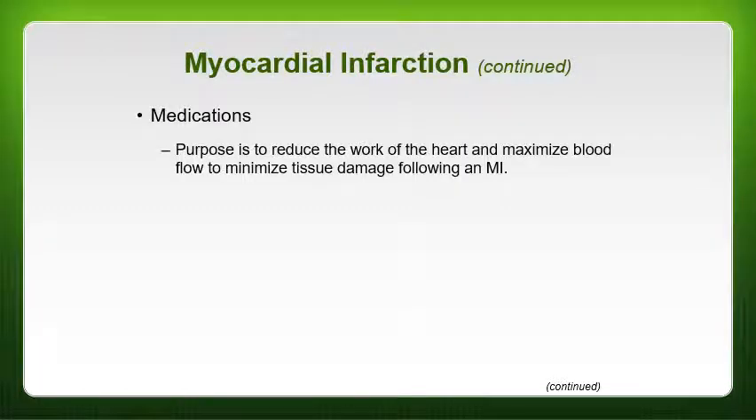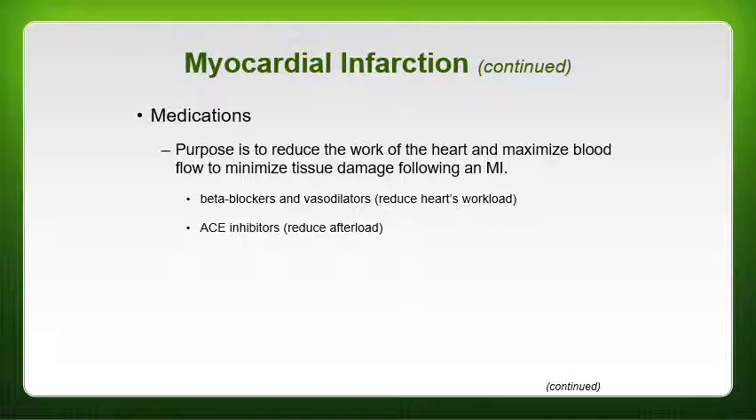So when we look at the medications, the purpose of a lot of the medications is to reduce the work of the heart and maximize blood flow to minimize the tissue damage following a myocardial infarction. So your beta blockers and vasodilators are going to reduce the heart's workload. If it's going to slow down the heart or cause vasodilation, which basically means there's going to be less resistance to the blood coming out of the heart, that's going to reduce some of the workload. ACE inhibitors will reduce some of the afterload because that's going to impact blood pressure.